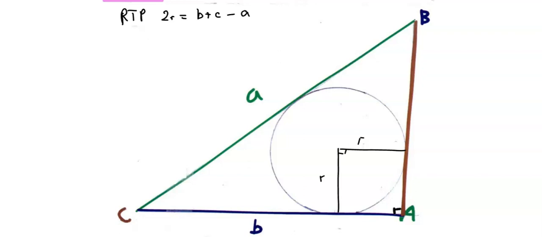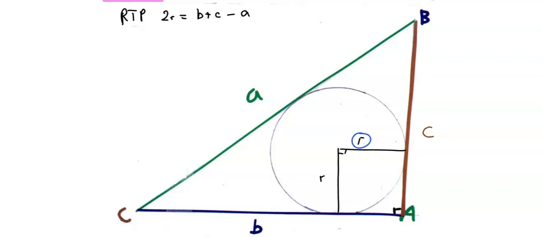This is question 5 of Step Paper 2, 2005. Our first task is to prove that 2r equals b plus c minus a, where r is the radius of this circle here, and little a, little b, and small c, which apparently I have left out, are the three edges of the triangle ABC.